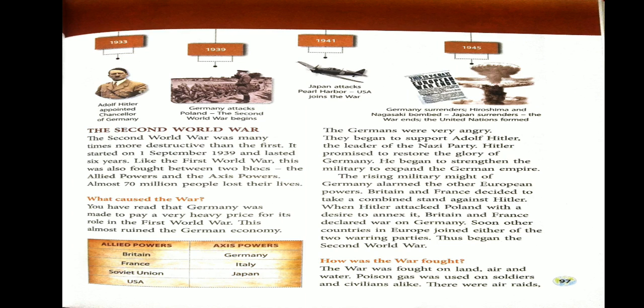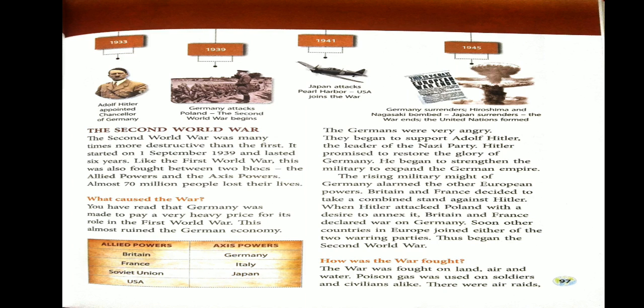You have read that Germany was made to pay a heavy price for its role in the First World War. This almost ruined the German economy. The Germans were angry. They began to support Adolf Hitler, the leader of the Nazi Party. Hitler promised to restore the glory of Germany. He began to strengthen the military to expand the German Empire. This rising military might of Germany alarmed the other European powers.